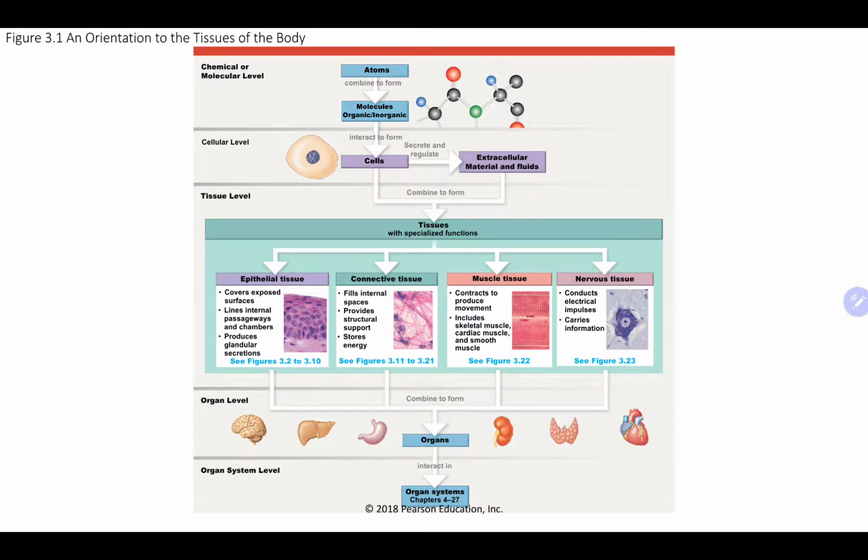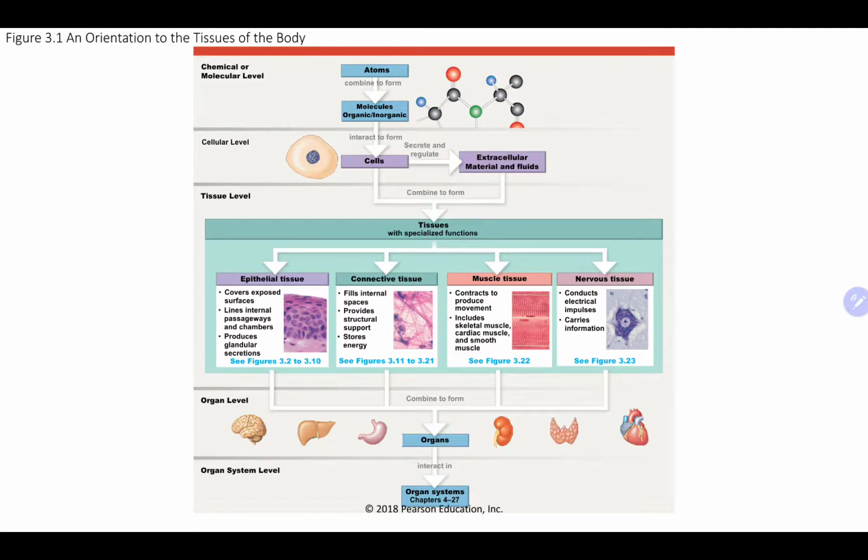Before we get to tissues, we want to understand at that chemical and molecular level, all the way up to the organ system level, atoms, right? They'll combine to make molecules. Molecules will interact to form cells, right? Cells will combine to form tissues. Tissues combine to form organs, and organs make up organ systems, and organ systems create the organism, right?